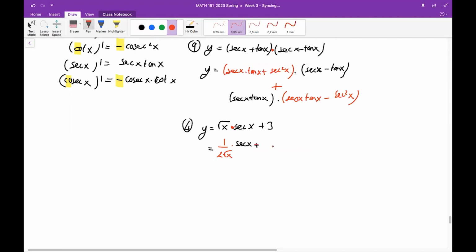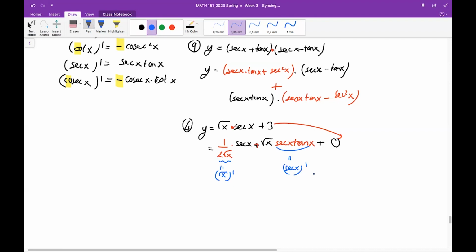You see, I'm applying the product rule. Plus the first function stays the same, times the derivative of the second function, which is secant x times tangent x, and then plus, what is the derivative of 3? It is a constant number, so its derivative is 0. So this comes from the derivative of square root of x, and this comes from the derivative of secant x while we were applying the product rule.